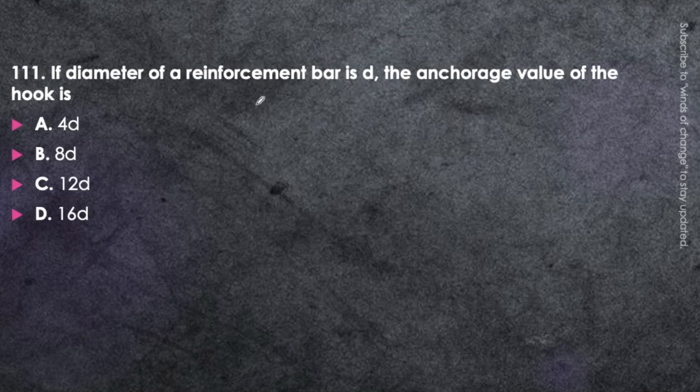Next question. If diameter of the reinforcement bar is D, the anchorage value of the hook is 4D, 8D, 12D, or 16D. Just think about it. Diameter of reinforcement bar is D, then the anchorage value has to be, in case of the hook, you know the hook. Okay, in case of the hook, the anchorage value that has to be 16D. That is option D will be correct, and memorize it.